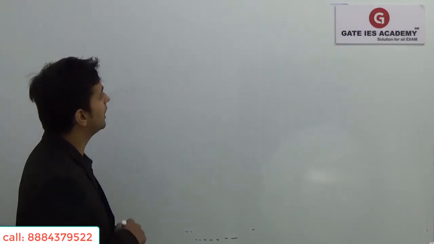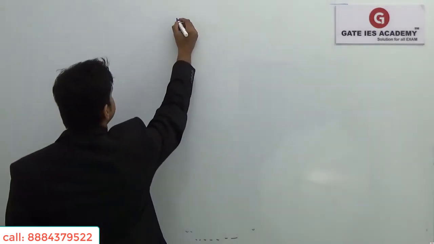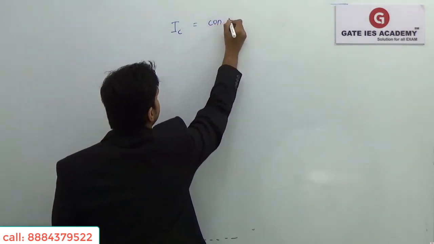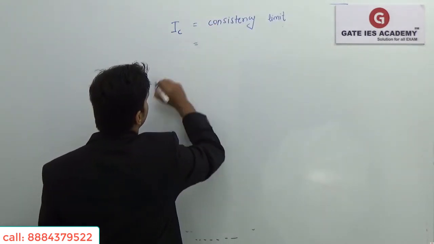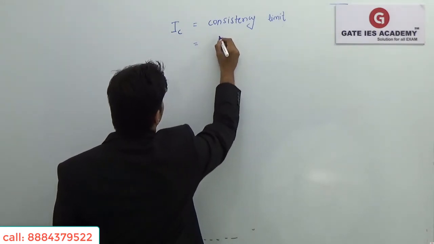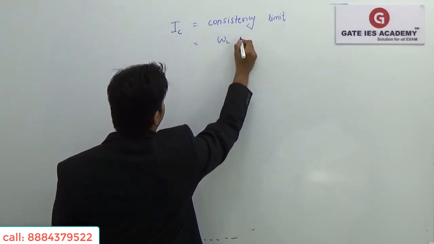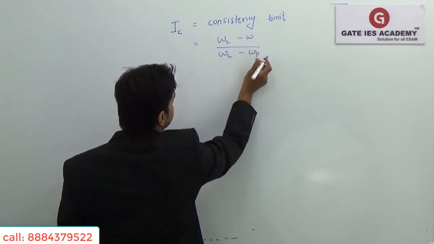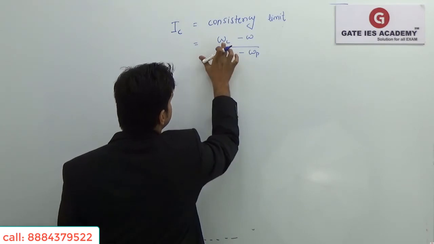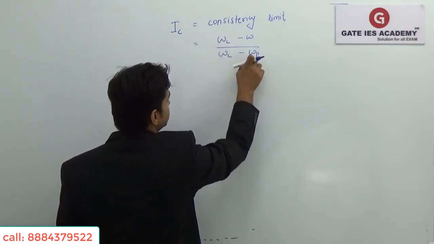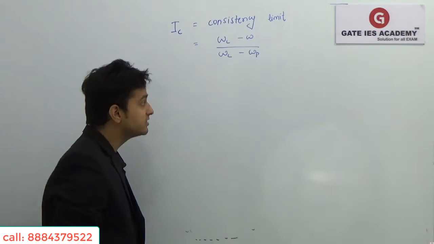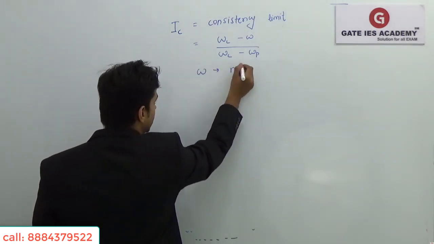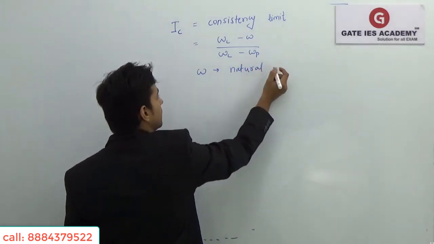Okay, students. Now let's write down a few formulas. First is the consistency index, IC. IC is nothing but the consistency, that is equal to WL minus W upon WL minus WP. It's nothing but IP only in the denominator. This is the liquid limit minus the natural moisture content upon the liquid limit minus plastic limit. W and WP you already know. Small w is natural, the current moisture.